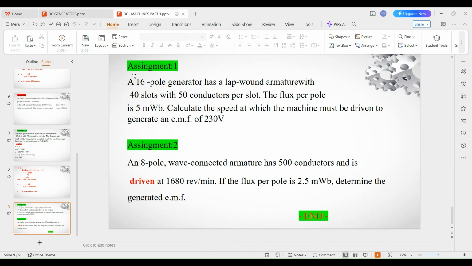In this case, we are looking for EMF, but in the first case, we were looking for speed. The first question says you look for speed, and we know that N will be equal to E divided by phi Z. And for this one, we are looking for what? EMF. EMF will be given by 2 P N phi Z divided by C. And for this case, C is wave wound, so C will be equal to 2. Remember, for the other one, C will be equal to 2P. So take your time and look at that assignment.